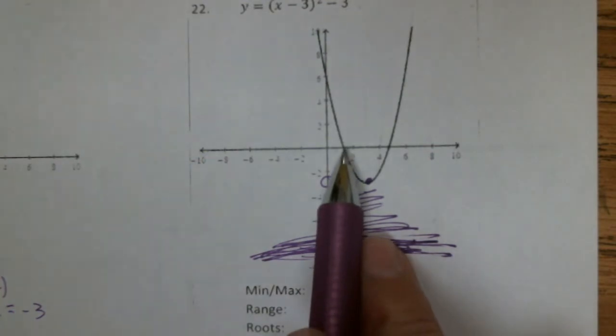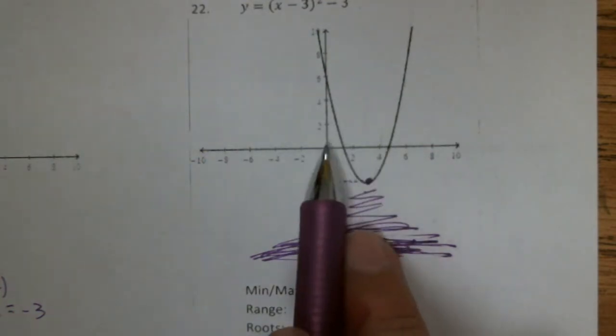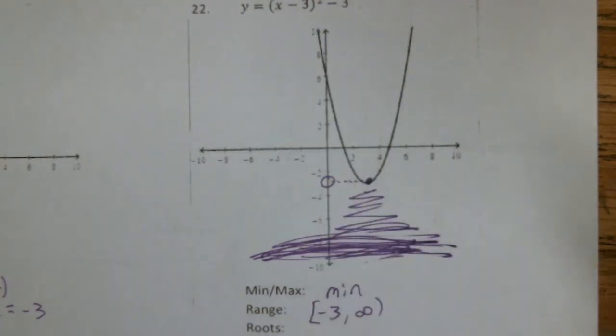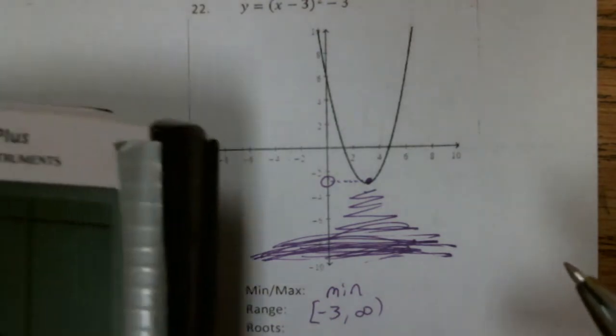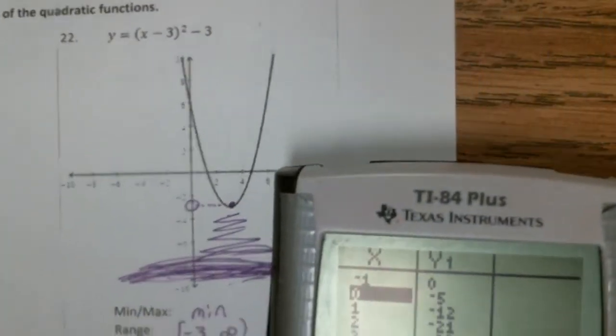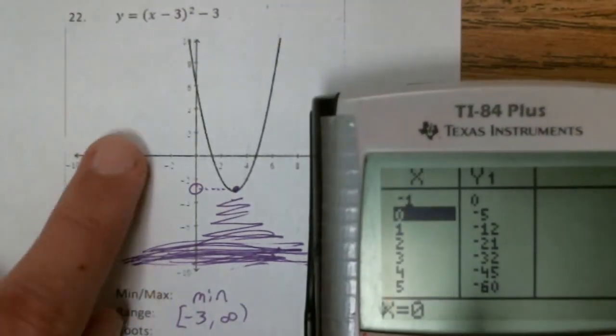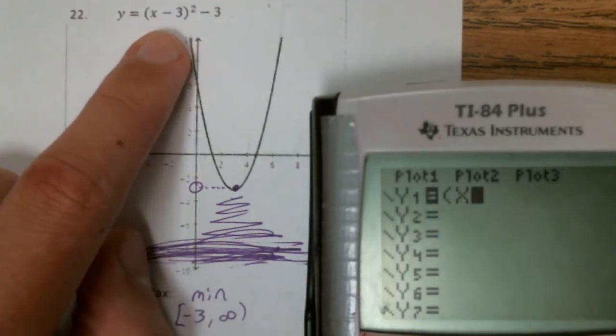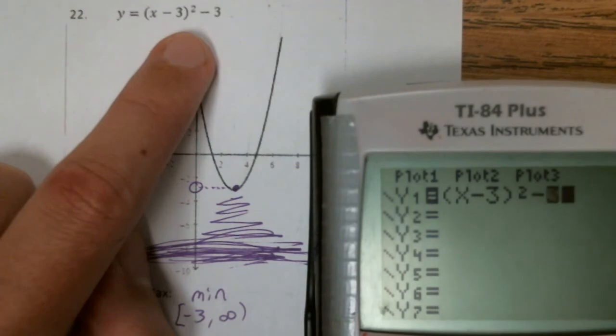All right, roots. Now, in this case, we don't have nice, pretty whole numbers. It's crossing in weird spots. Okay, so we're going to have to use Mr. Spidey like we use in the real world problems. When the firework comes back down and hits the ground, it's not going to be nice, pretty whole numbers. The rocket's going to hit the ground after 9.28 seconds, that kind of thing. Okay, so we're going to use Mr. Spidey. Let's plug in our equation. Okay, parentheses x minus 3 squared minus 3.